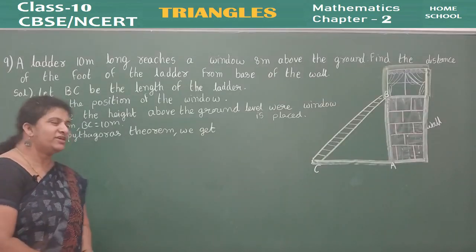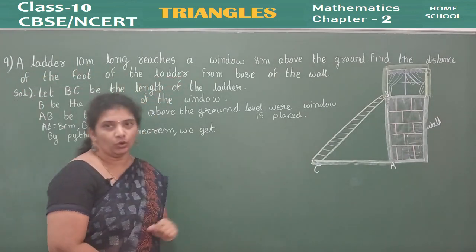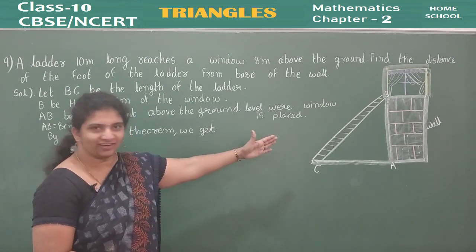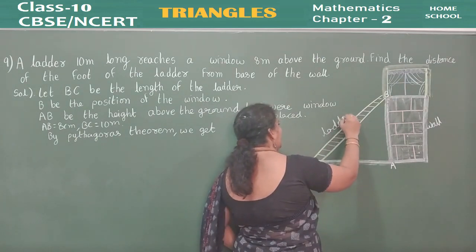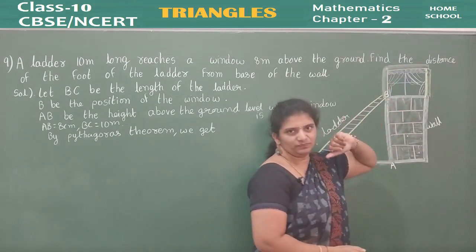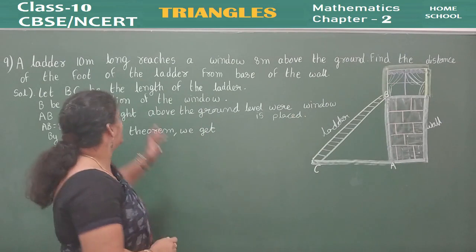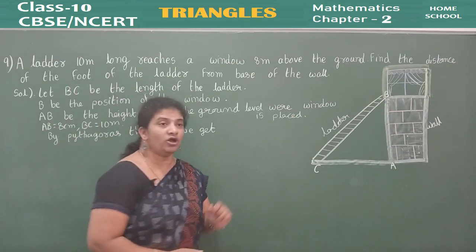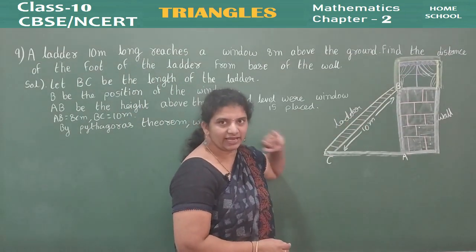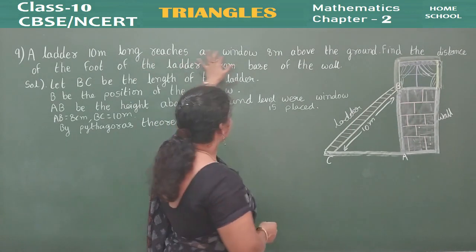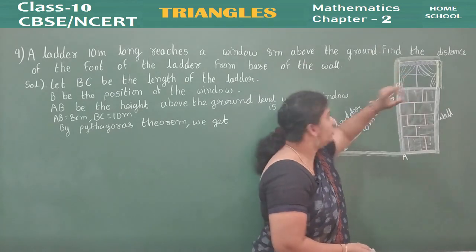Let's see the 9th problem here. Look here, a ladder 10 meters long reaches a window. Let me stop here. Can you see the ladder? So look here, ladder, wall, window. This window you can identify, right? No need of writing. So now what is your question here? A 10-meter long ladder. Ladder length is 10 meters. It reaches a window. What happens? This ladder reaches a window. This is a window, right?